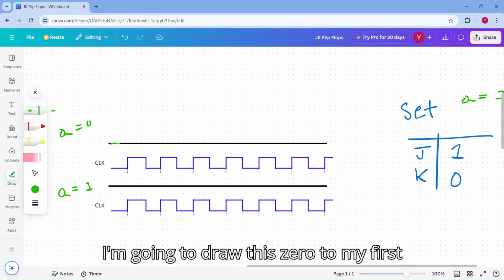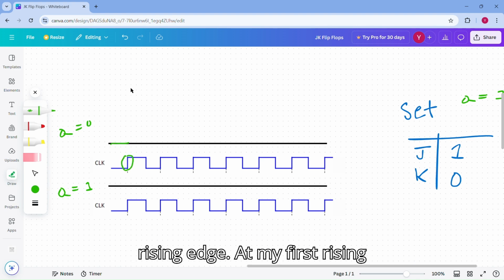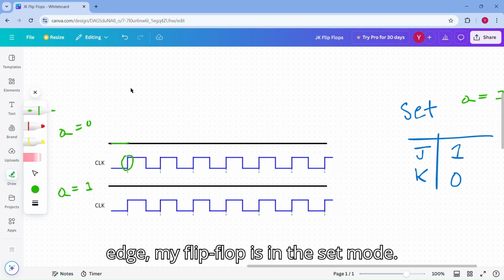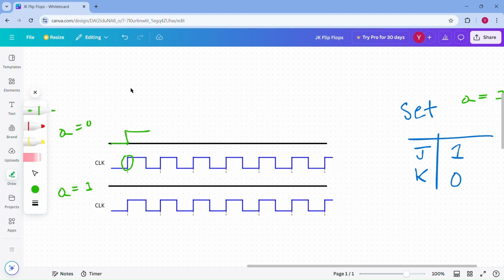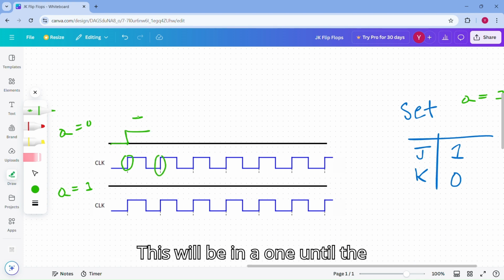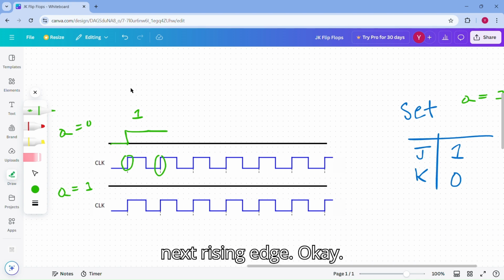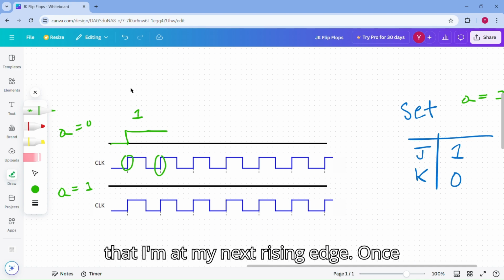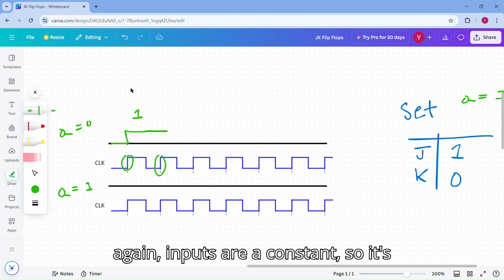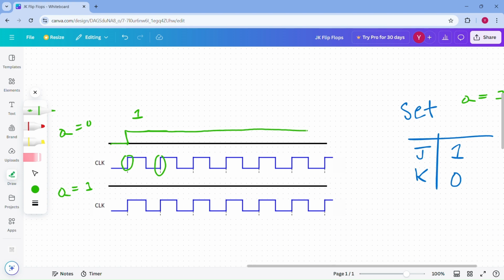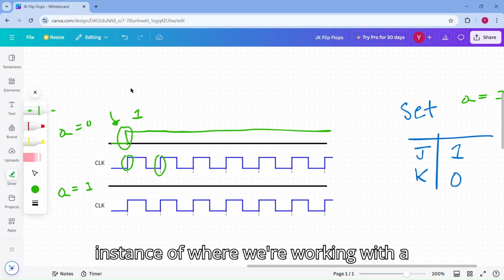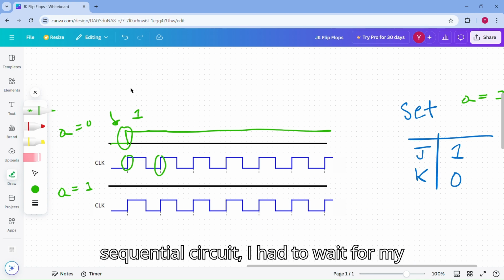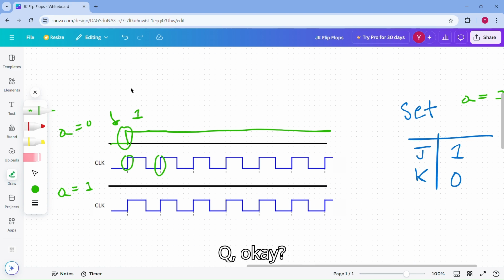I'm going to draw this 0 to my first rising edge. At my first rising edge, my flip-flop is in the set mode. So I'm going to set this equal to a 1. This will be a 1 until the next rising edge. Okay, now I'm at my next rising edge. Once again, inputs are constant, so it's going to stay at 1 for the rest of the time. But here we also see we have an instance of working with a different kind of circuit now. In this sequential circuit, I had to wait for my clock change to change signals for my Q, okay?